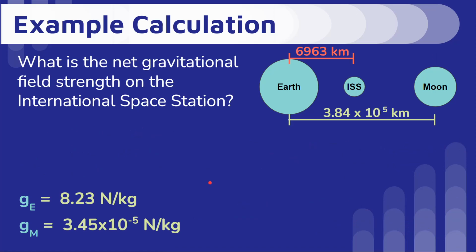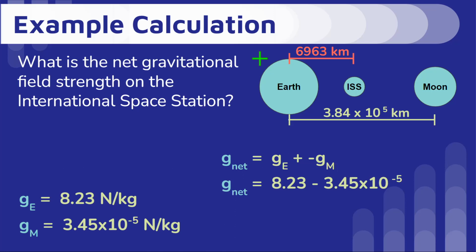So we're not done yet because we have to actually use these values to find net gravitational field strength. But in order for me to do that, I first need to identify a positive direction, because these are directional. Gravitational field strength has a direction. So I'm going to say anything toward the Earth is positive, and thus anything toward the Moon will be negative. So when I go to find my net gravitational field strength, that's going to be the gravitational field strength of the Earth plus the negative gravitational field strength of the Moon, because that one's in the negative direction, and you get this: 8.23 minus 3.45 times 10 to the negative 5th, and guess what?